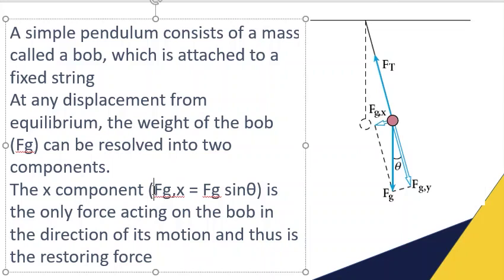So first of all, we have to know that the force on the x-axis is equal to Fg times sine theta. Fg means the weight force, which is equal to m times g. So here F on the x-axis is equal to m times g, the weight force, times sine theta.